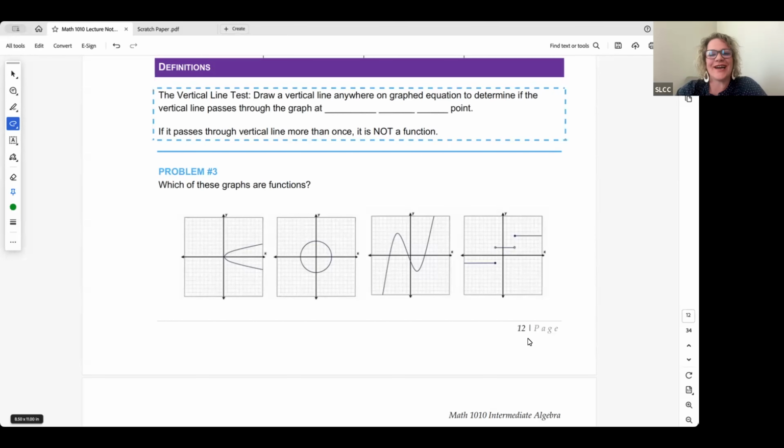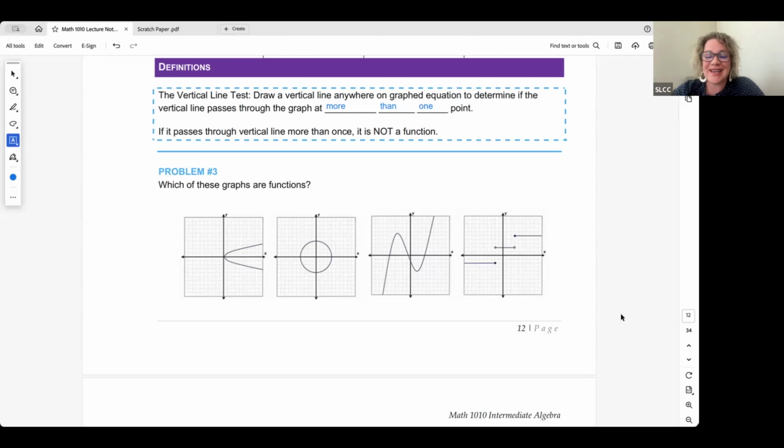Hello. Today we're talking about section 1.2 functions, and we're going over problem number 3 and number 4. We talked about the function is where there's no repeated inputs. For every input, there's exactly one output. Can we look at this graphically? Yes, this is called the vertical line test.